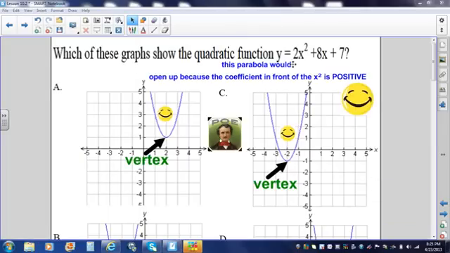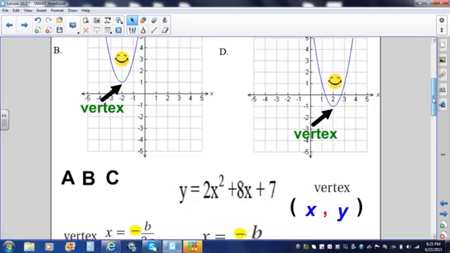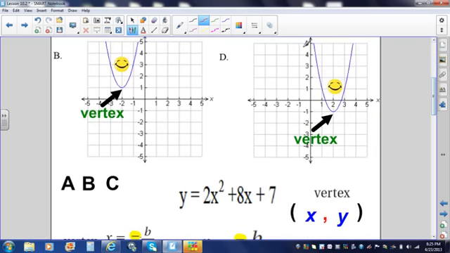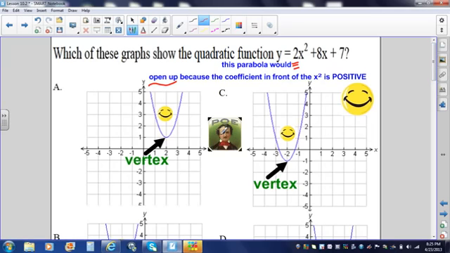Please write down the trinomial. y equals 2x squared plus 8x plus 7. We have to match up this trinomial with the correct graph or picture. Remember, because this trinomial has a coefficient in front of the x squared of positive, it's going to open up. So this one opens up, this one opens up, this one opens up, and this one opens up. So that didn't help us any, but maybe it can help us out in a couple minutes.